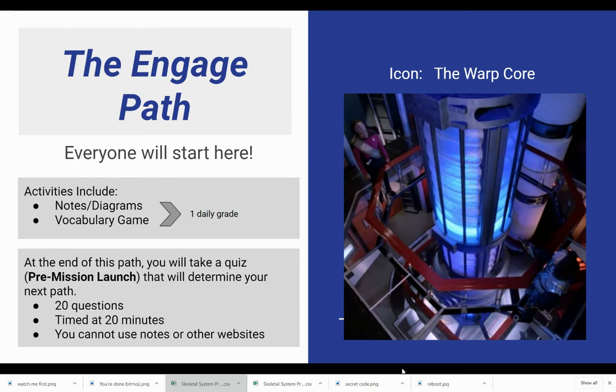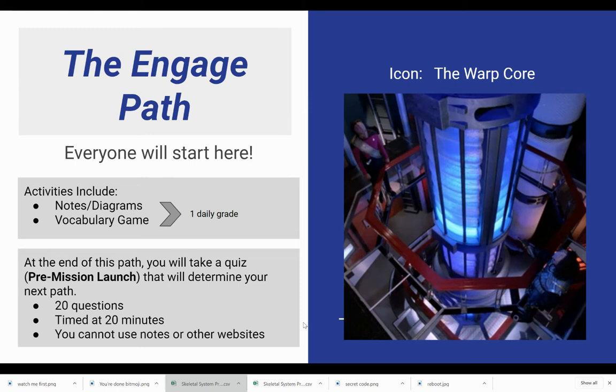The first path is called the Engage path. And I use the picture of the warp core, which is the way that a Star Trek starship engine is run. It's the power source. And so when you see this picture anywhere, it's referring to this particular pathway. When you engage something, you get it started, you begin. And so everyone will start here in this path.